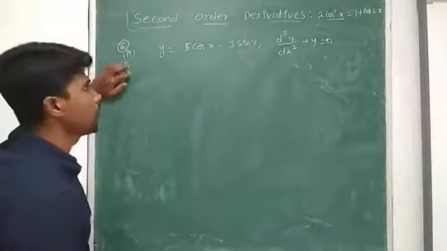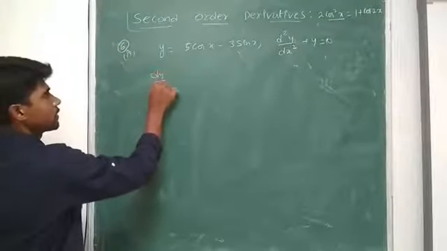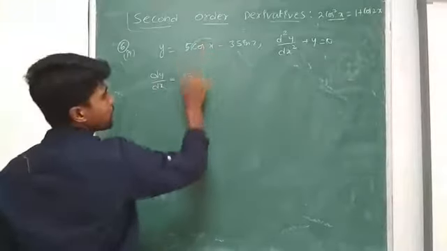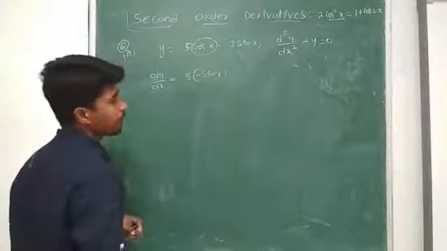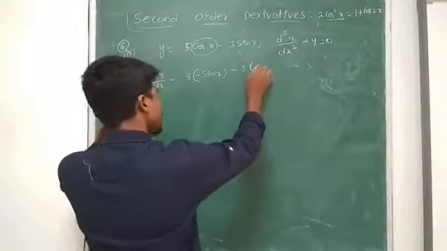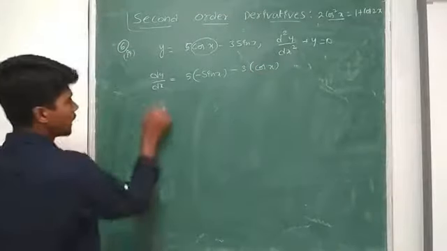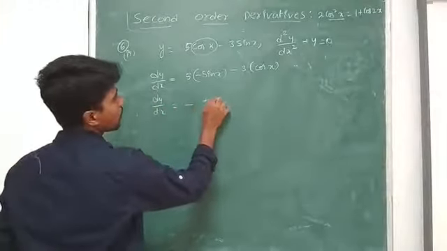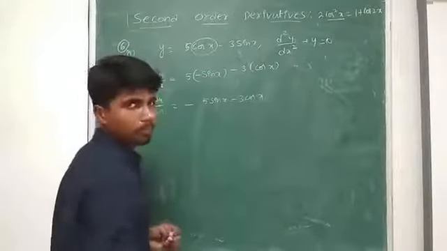So I find d2y by dx square. For that I have to find first dy by dx. So dy by dx is equal to 5 into the differentiation of cos x, which is minus sin x, with respect to x, minus 3 into the differentiation of sin x with respect to x, which is cos x. Now dy by dx, I got it as minus 5 sin x minus 3 cos x.